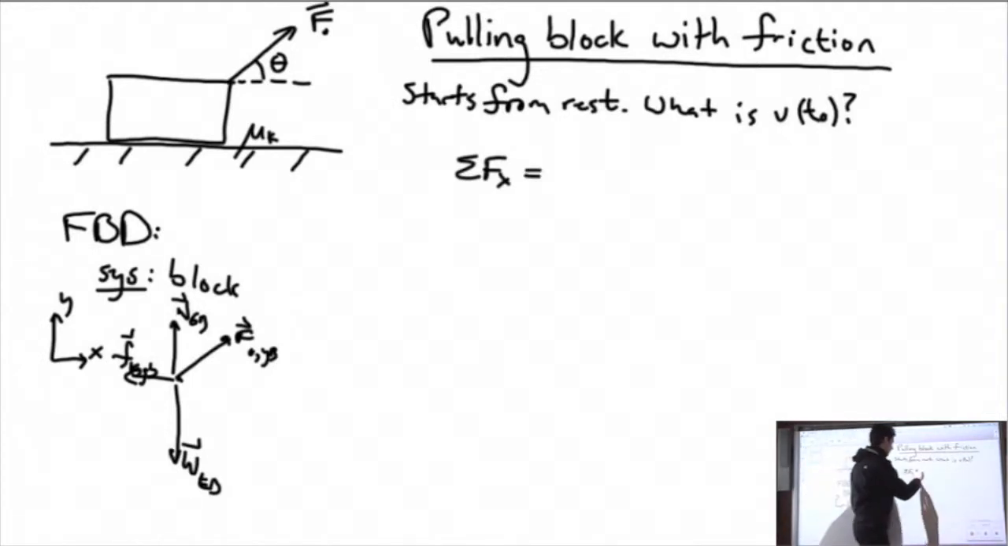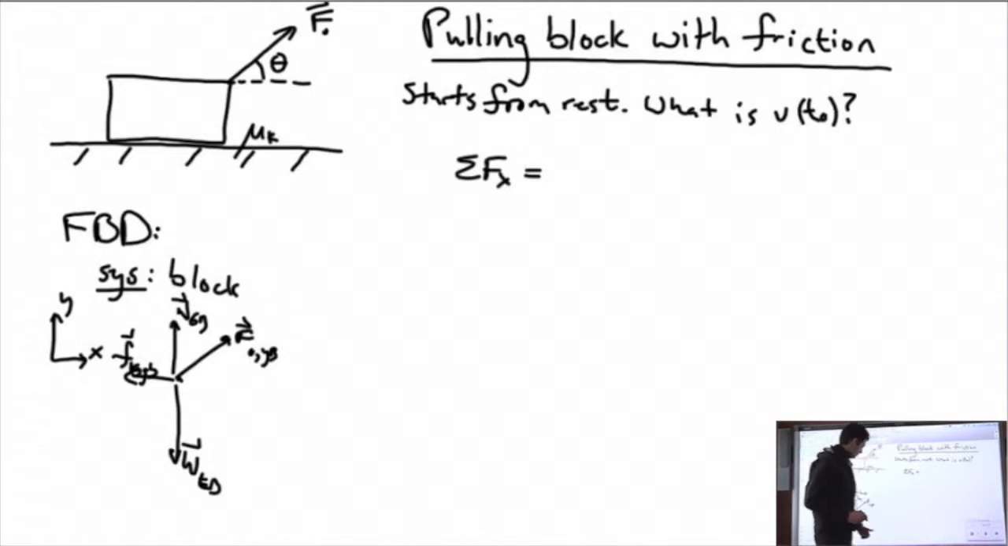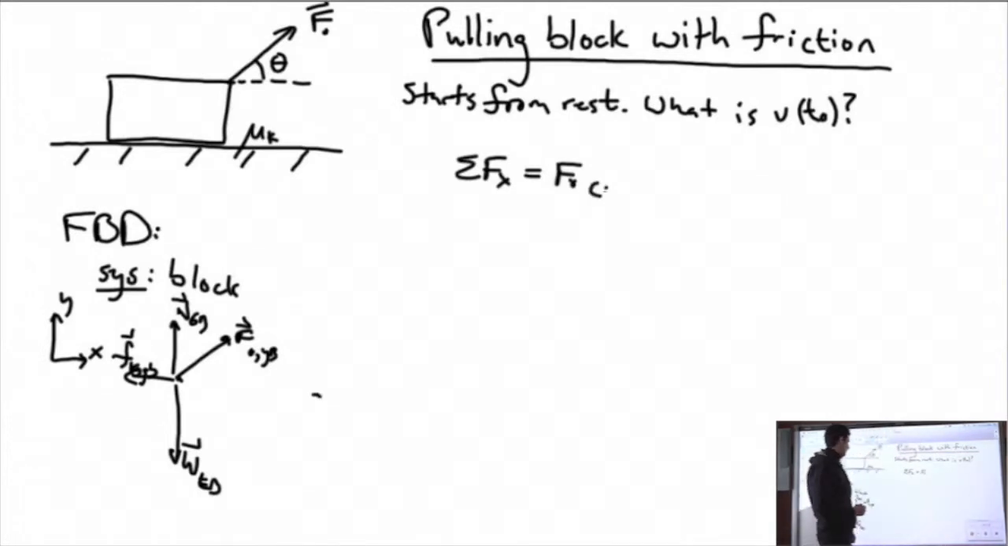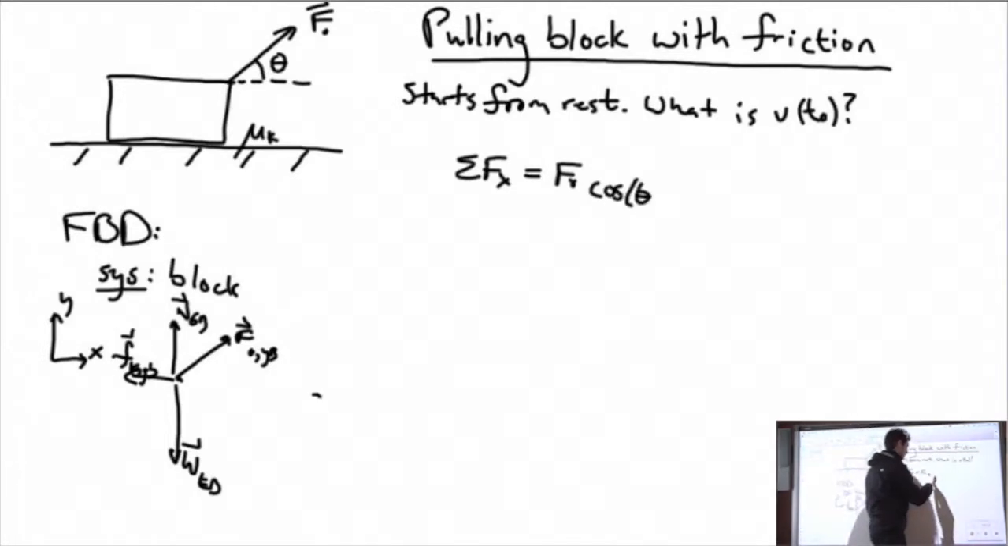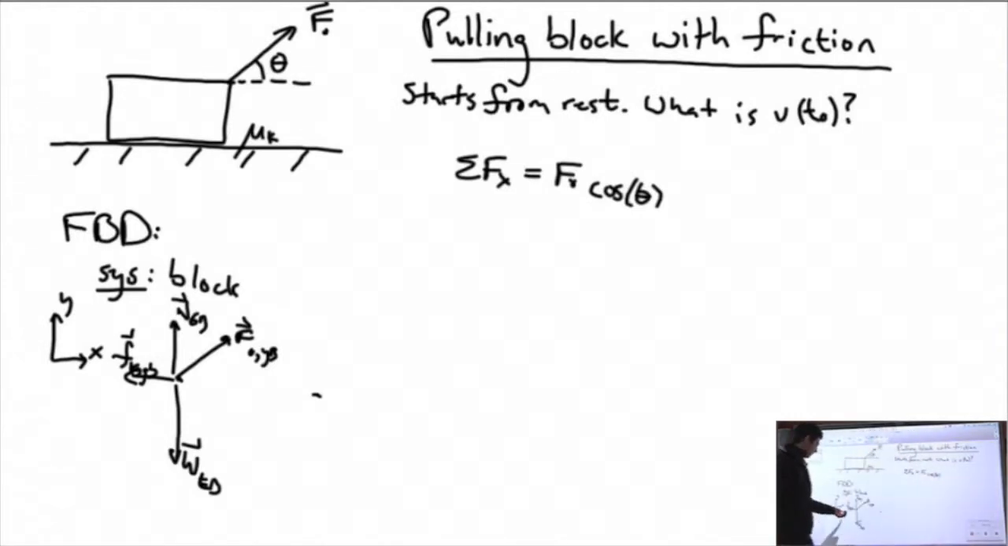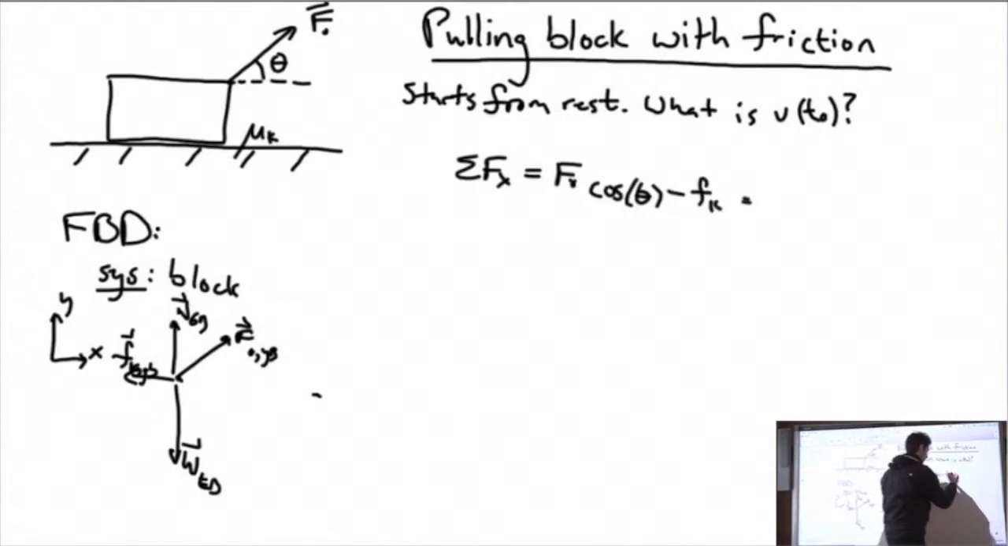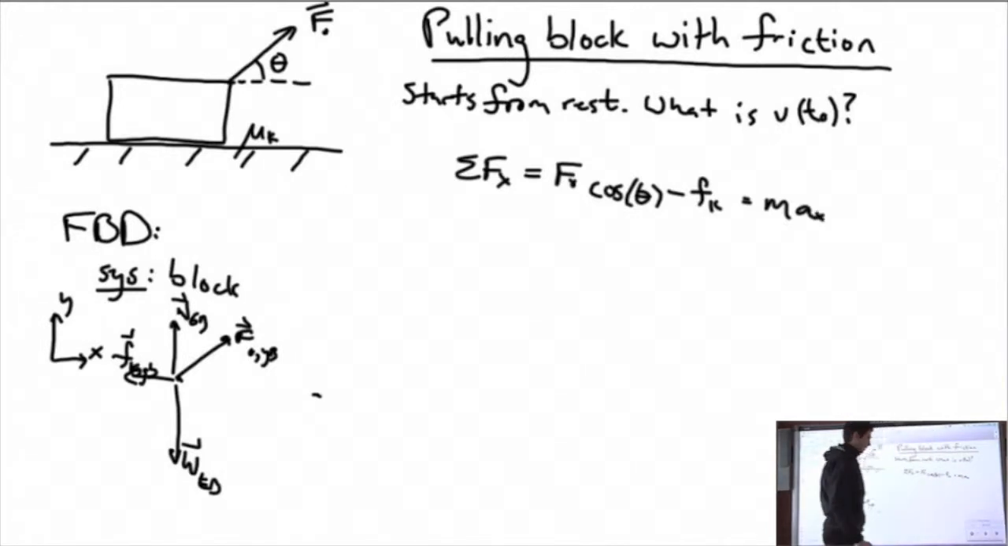So to the right, we've got the x component of F0. So F0, and in this case it's going to be times cosine theta. I have a plus sign since it's pointing to the right. And then I have minus some kinetic friction force. And that equals the mass of the block times the acceleration in the x direction of the block.